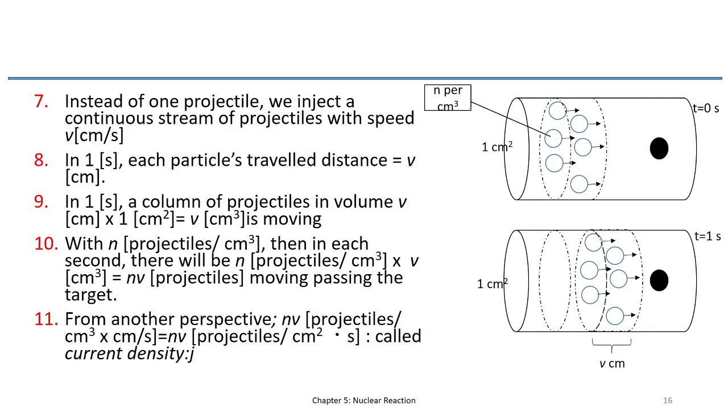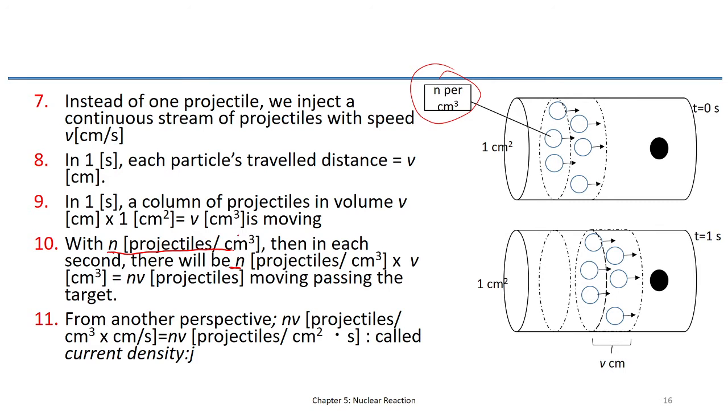And let's say somehow you can measure that the density of this moving projectile is n. It means that there are n projectiles per cubic centimeter. Then what you can conclude is that in each second, there will be n projectiles moving, passing the target.